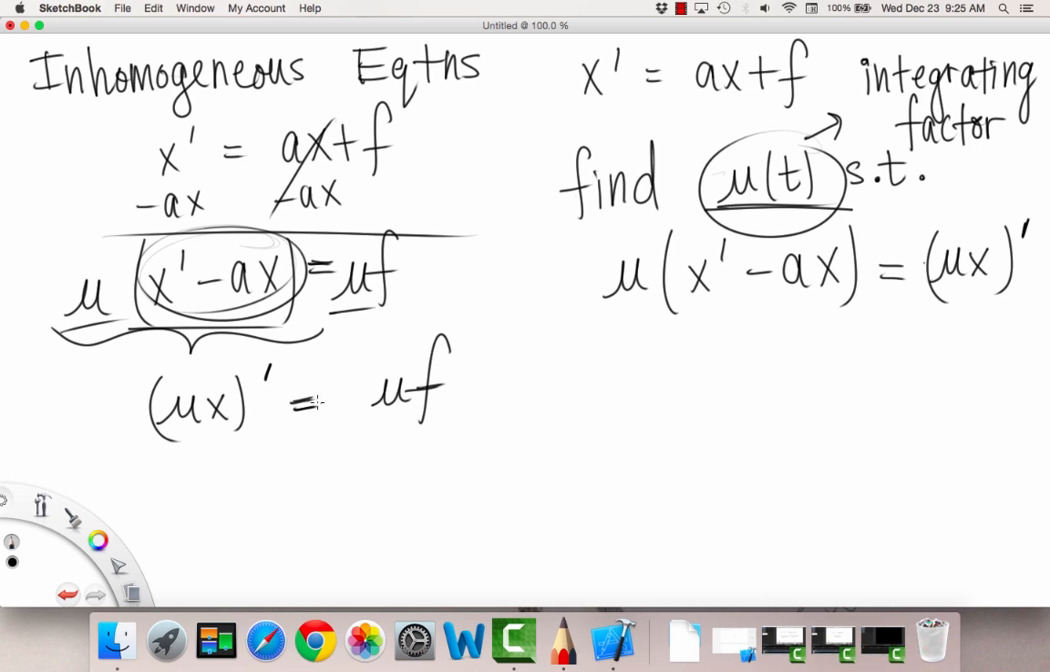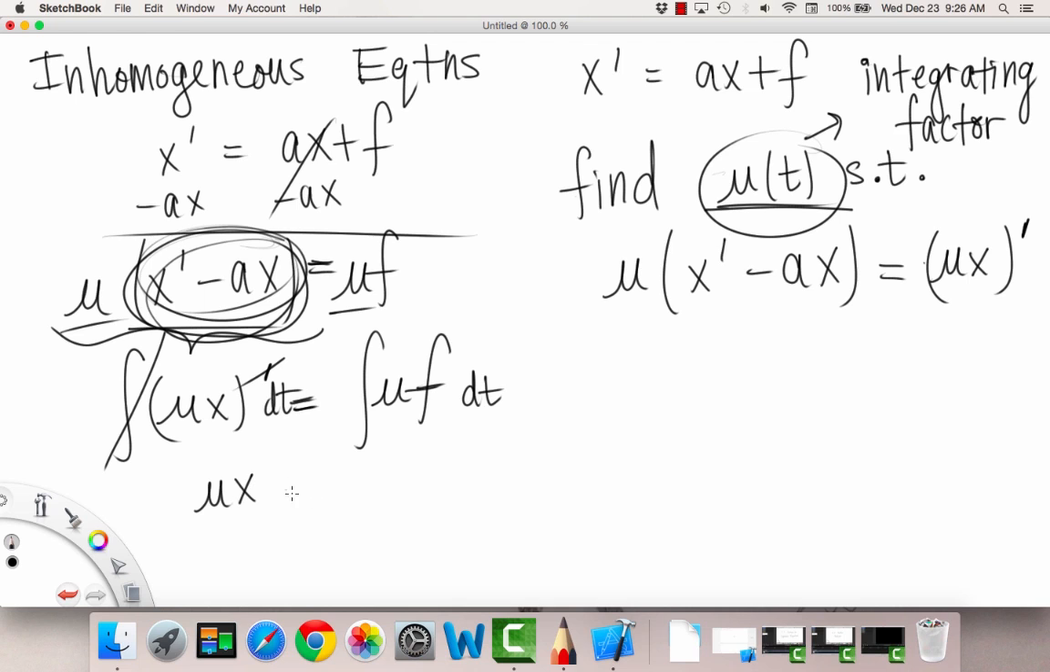And then this is where the payoff is, because when you integrate on both sides with respect to t, on the left side the integration sign just cancels out the first derivative sign. So we just get mu times x, and that's it. That's way easier than trying to integrate just this guy alone.